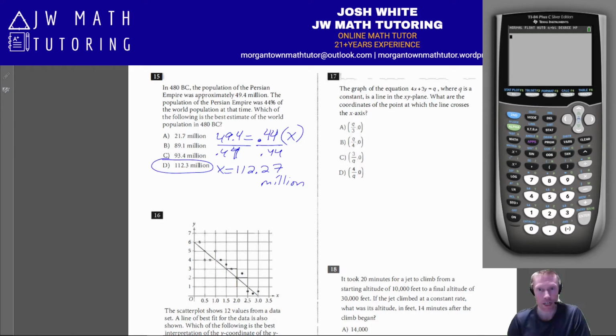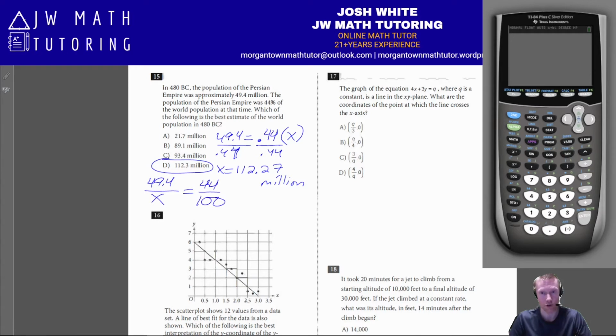Now, if you're not good at translating a set of equation that way, here's an alternate way you could do it with proportions. Okay, you could say, the Persian Empire, 49.4 million. Total world population, x, unknown. So on my proportion, I have Persian Empire's values on top, world values on bottom. Then on the right side, I put the percentage. Persian Empire, 44%. World population, the whole thing, well, that's 100%.